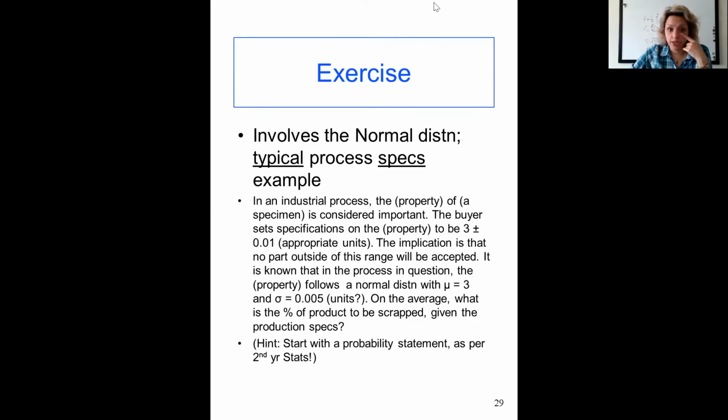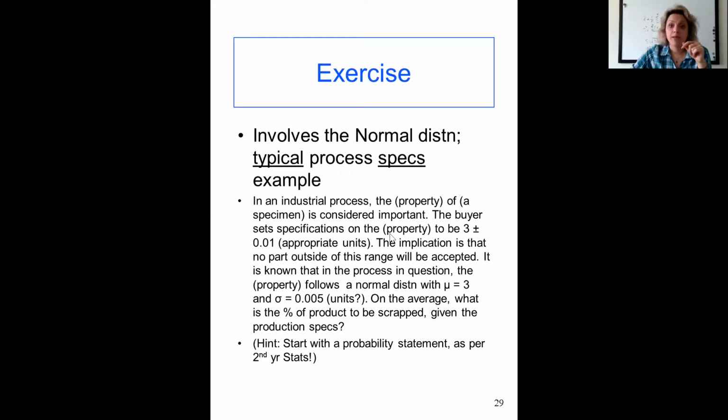It involves the normal distribution, typical process specs example. In an industrial process, the property of, let's say, a sample is considered important. The buyer sets a specification on the property to be 3 plus minus 0.01 with some appropriate units. The implication is that no part outside of this range will be accepted. It is known that, so it comes from the catalog, right? It is known that in the process, in the question, the property follows a normal distribution with mu equal to 3 and sigma equal to 0.05.